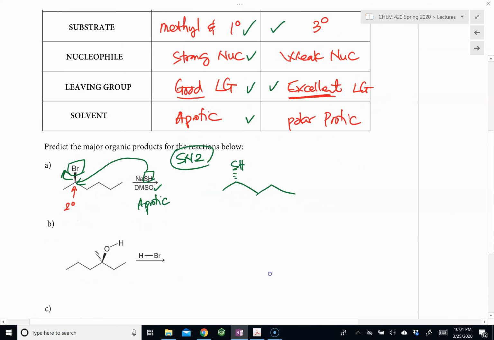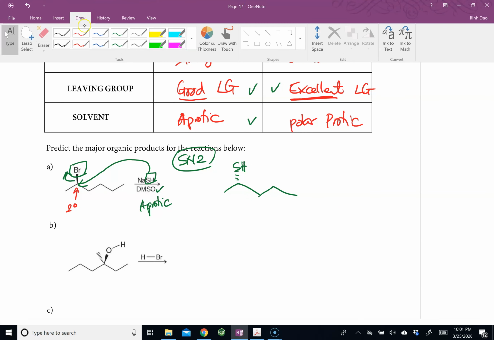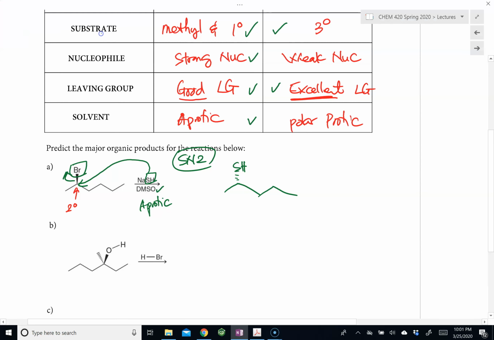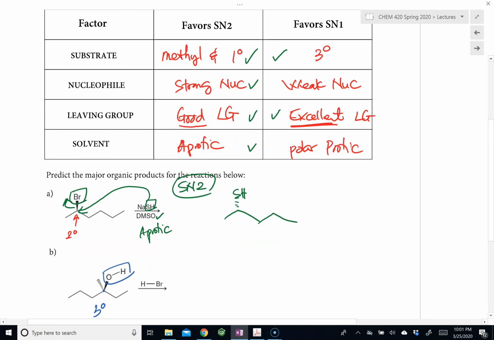And now let's try B. So in this case right here, what kind of reaction will predominate? Let's now analyze the substrate. Here we have a tertiary substrate. So this is the leaving group, and this carbon right here is a tertiary carbon. So we will see the substrate will then favor the SN1 mechanism.